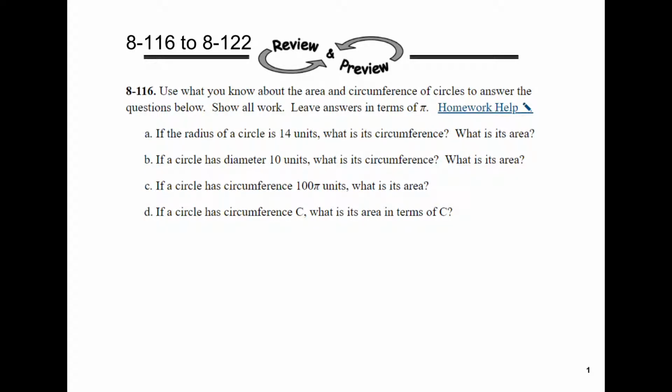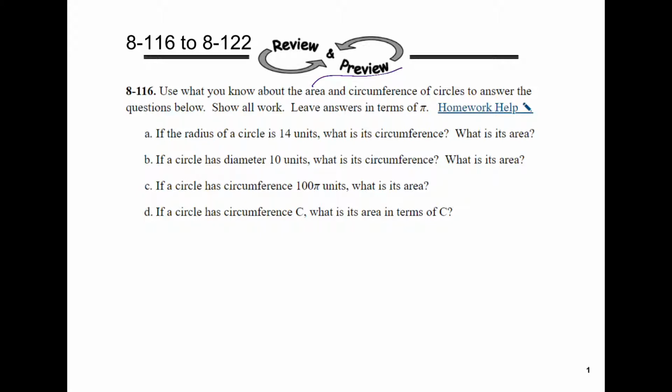Welcome to the review and preview problems 8.116 to 8.122 in the CCG book. 8.116 says use what you know about the area and circumference of circles to answer the questions below. Show all of your work and leave answers in terms of pi.